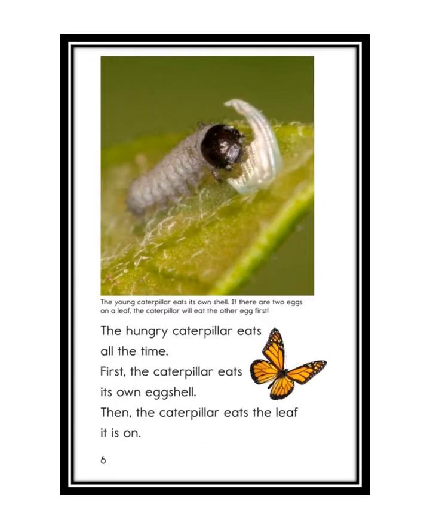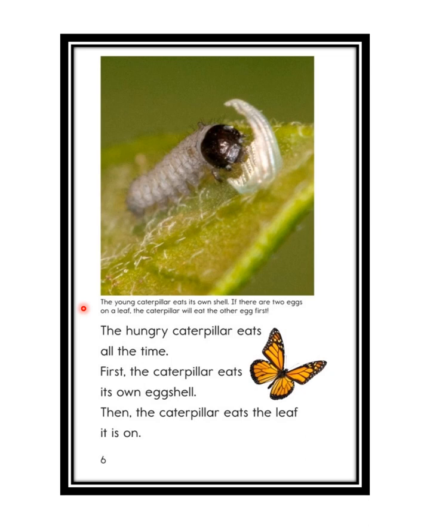The hungry caterpillar eats all the time. First, the caterpillar eats its own eggshell. Then the caterpillar eats the leaf it is on. Here you see the caterpillar eating its eggshell. When he's finished, he's going to eat the leaf. Let me read the caption to you. The young caterpillar eats its own shell. If there are 2 eggs on a leaf, the caterpillar will eat the other eggs first.